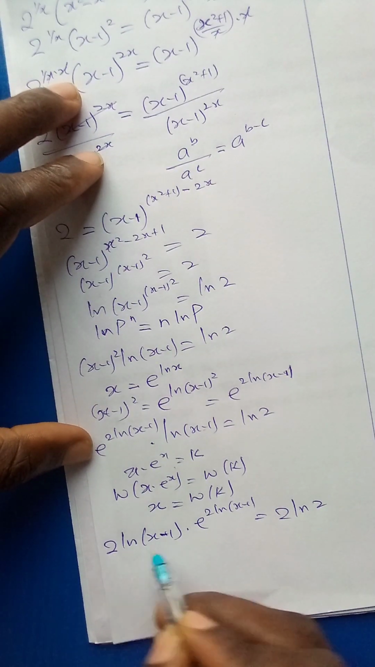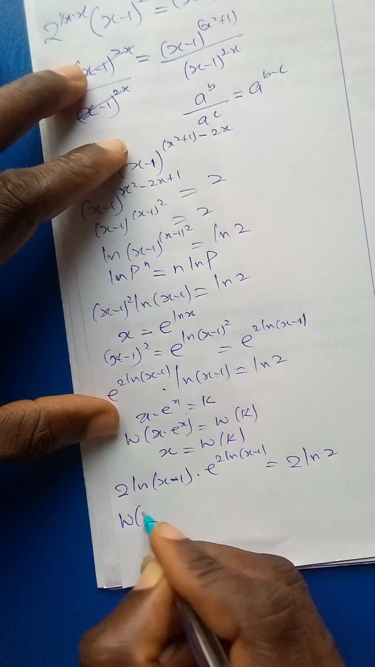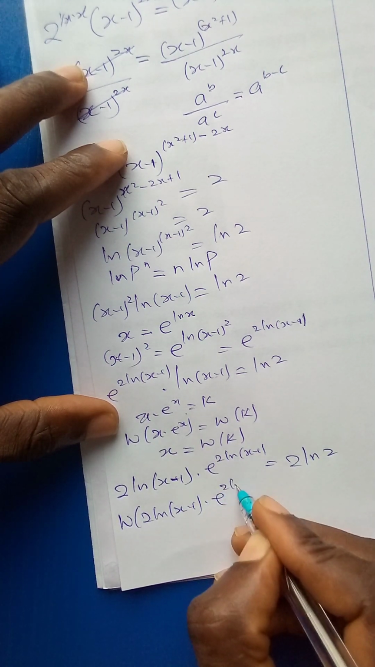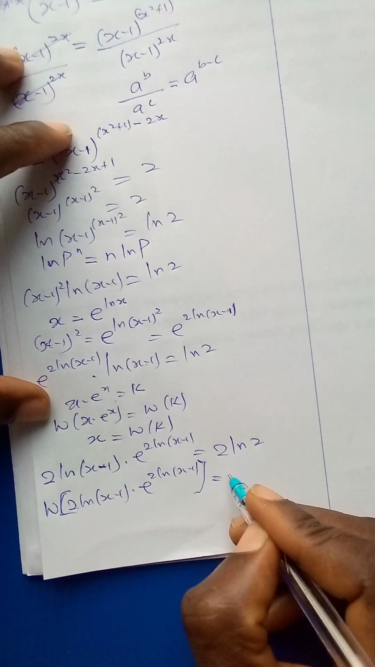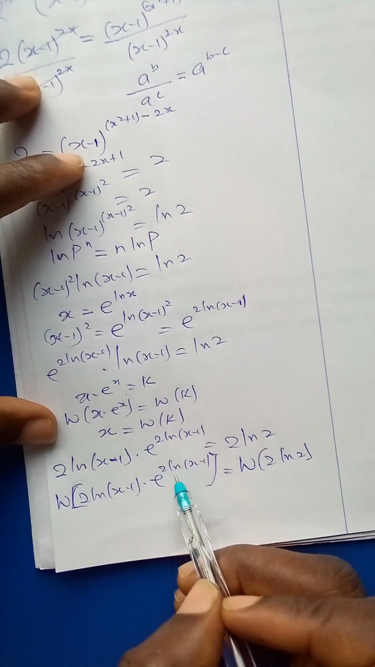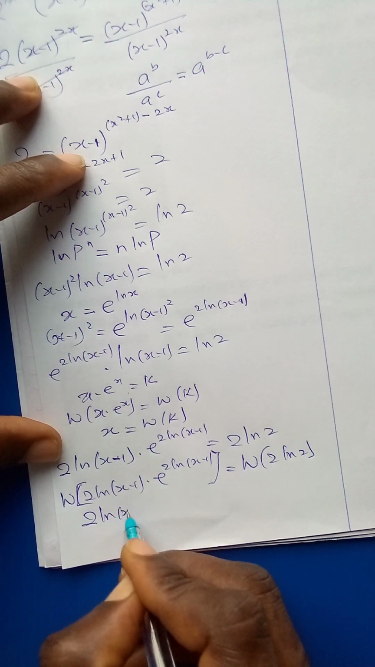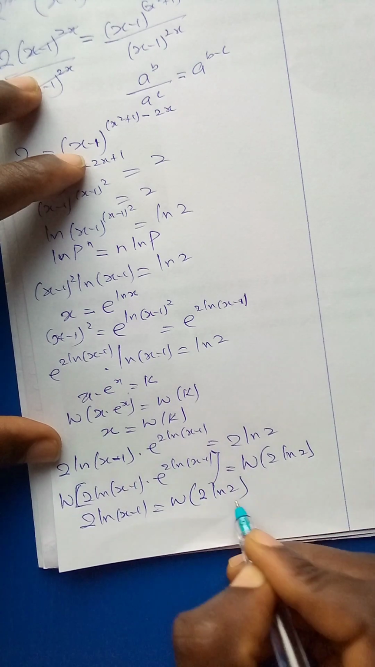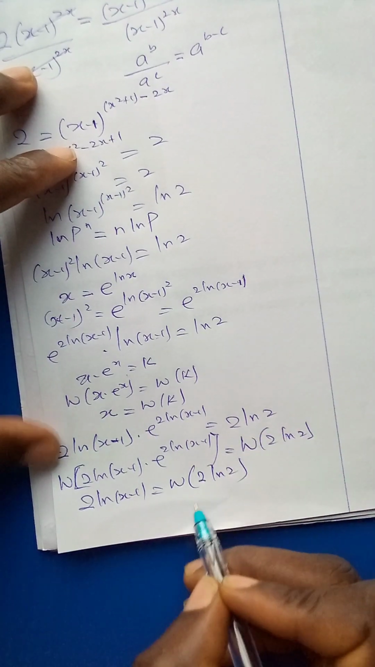So since this term is exactly this term, I can now take the W of both sides. So if I take W here, 2 ln x minus 1 times e to the power 2 ln x minus 1, let me close this bracket, is equal to W of 2 ln 2. Good. So since this term is equal to this term, I can take this term, that is 2 ln x minus 1, is equal to W of 2 ln 2. Whether this is times or not, I don't know, but W of 2 ln 2. You understand what I mean by that.